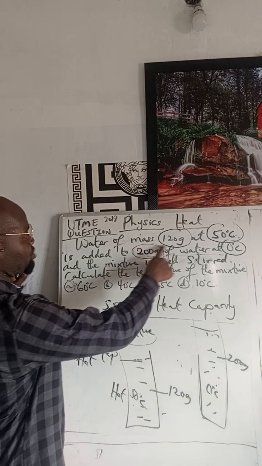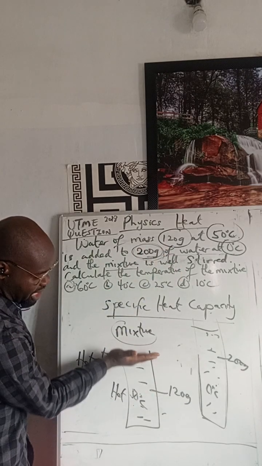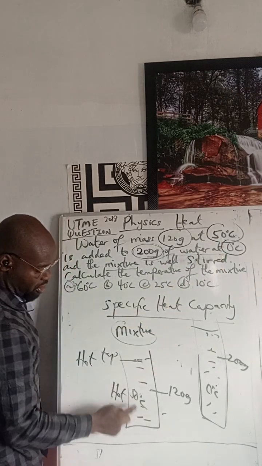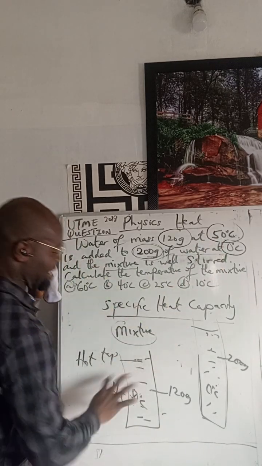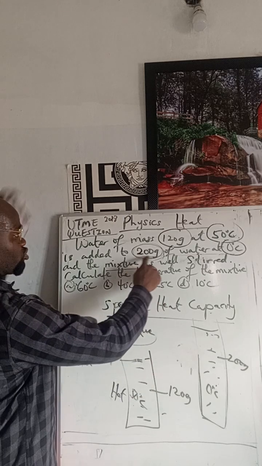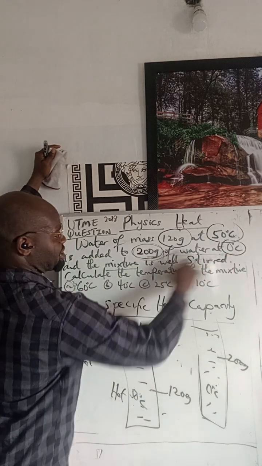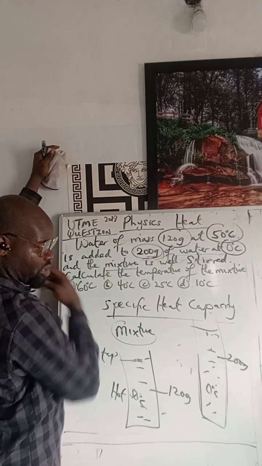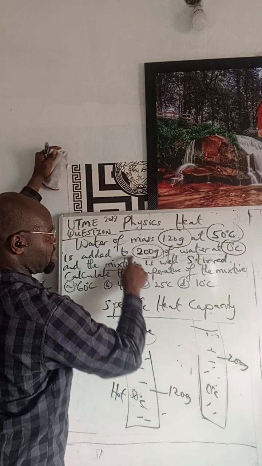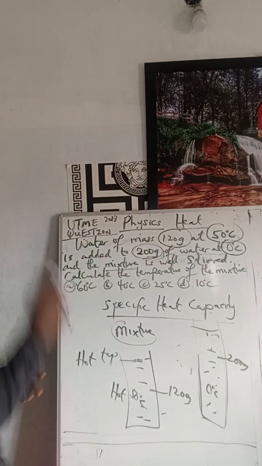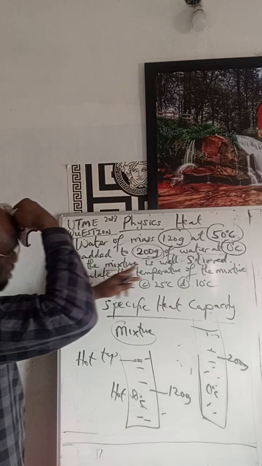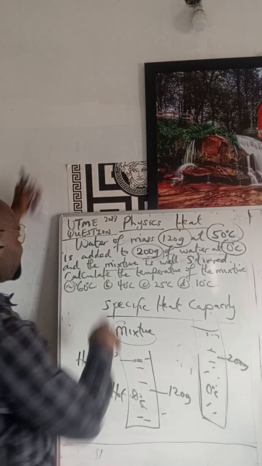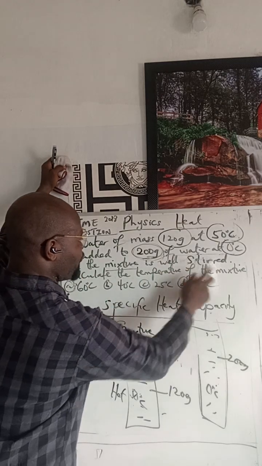So water of mass 120 gram at 50 degrees is added together to 200 gram of water at zero. 50 is hotter, zero is colder. That's the temperature, but the mass is 200 gram, which is more. And the mixture is well stirred. They stir the mixture together, and we calculate the temperature of the mixture.